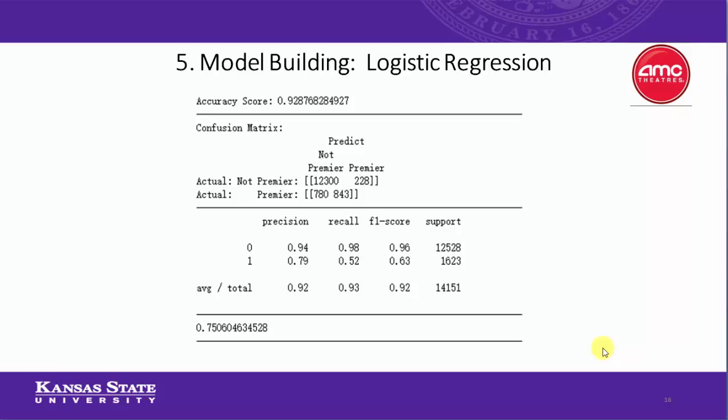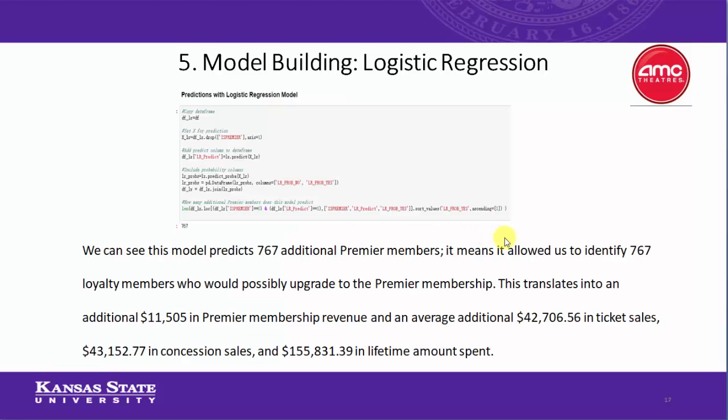For the model building part, I made a logistic regression model. For the result, we can see the accuracy score is 0.928, which is pretty good. Next is the prediction with the logistic regression model.